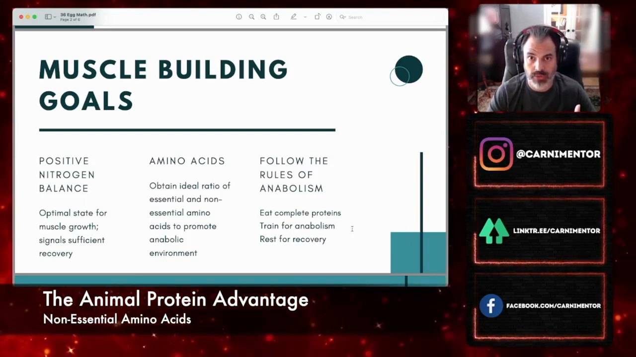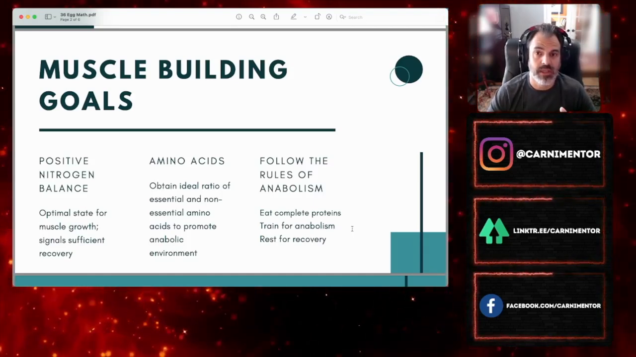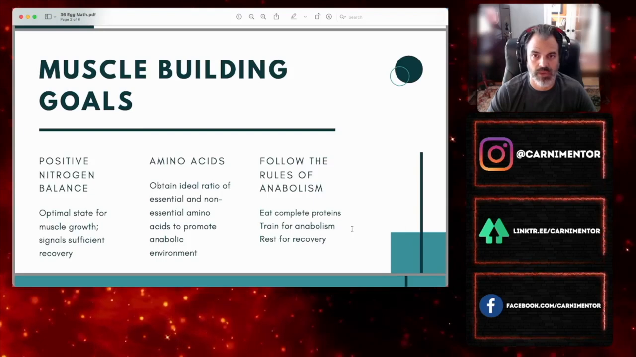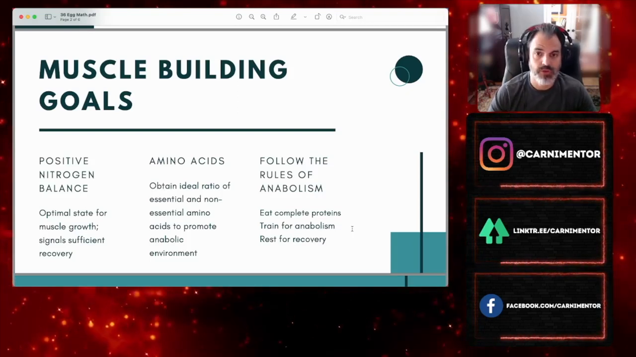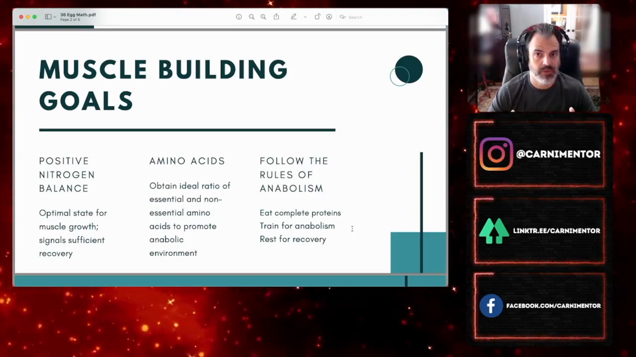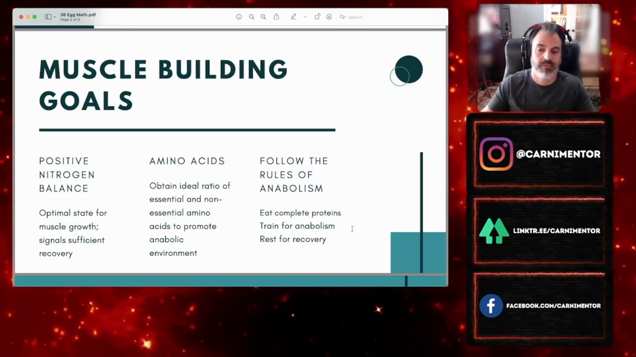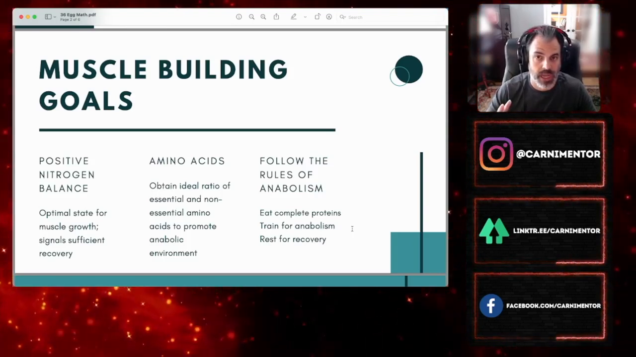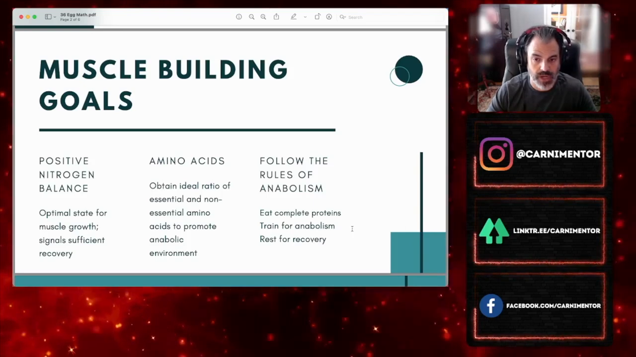Your body can produce non-essential amino acids, but if it doesn't have to, then your body can spend time doing other things. If it's already getting all of the essential and non-essential amino acids it needs, in the proper ratios for muscle building, then you've already done all the work for your body just through diet, which means your body can focus on building muscle and muscle recovery. The third thing with muscle building is to follow the rules of anabolism. That means, one, you're eating complete proteins, two, train for anabolism.